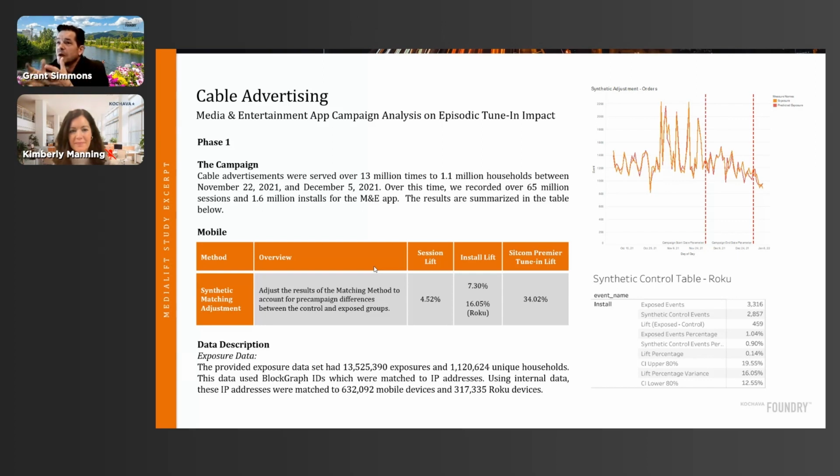And so the question was, could you measure the episodic tune-in lift here? And so it was 34%. That's a pretty big lift number. What does that mean? It means that for every 100 folks that you treated with media, 66 of them were going to watch the program anyway. 34 of them did it because you treated them with media. And so again, it's a little rich, but we can repeat this again and again.